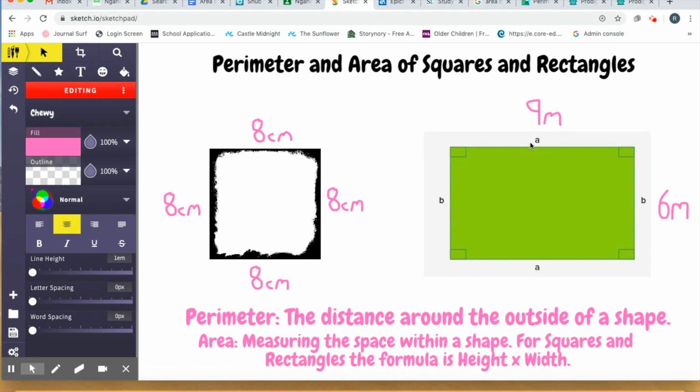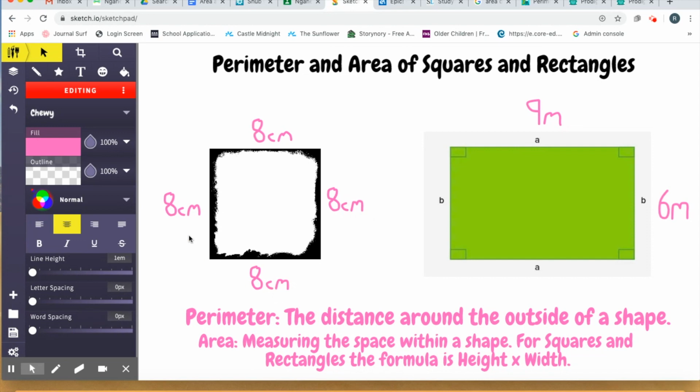These two lines here, or these two sides, are parallel. And we've got our B's. They are also going to be the same length, but they are going to be different to our A's, which means that we get a rectangle shape instead of a square. So we have two different length sides when we're looking at a rectangle. And so on this one here for A, I've put 9 meters, and down for our height, I've got 6 meters.